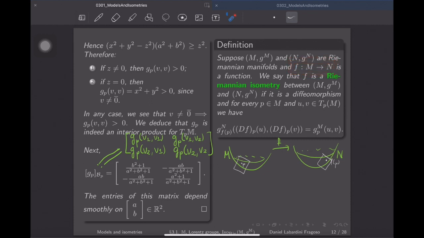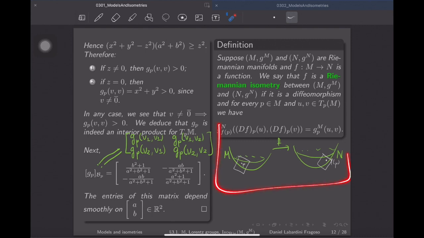when we have a point in the domain and two tangent vectors at that point, measuring the inner product of them is equal to measuring the inner product of their images under the derivative of the function at the image of the original point under the function.